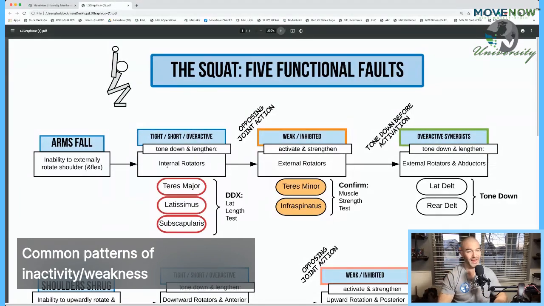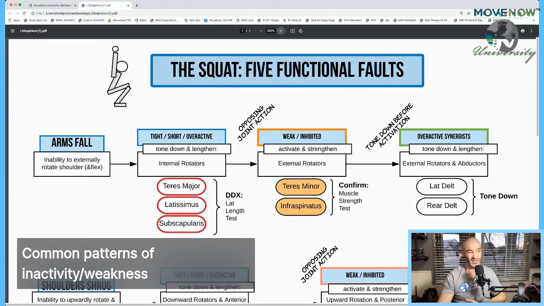So just want to throw that caveat out there for those of you watching this who are super into planes of movement and fascia and that sort of thing. Definitely has its place, extremely important. But for right now, we're going to stick with talking about and identifying individual muscles. So, tight, short, overactive internal rotators. And what are those internal rotators? Well, there's the teres major, latissimus, and subscapularis.